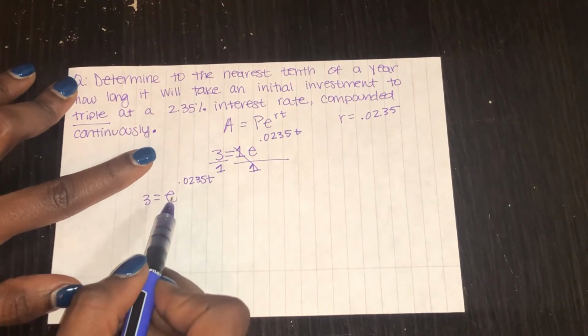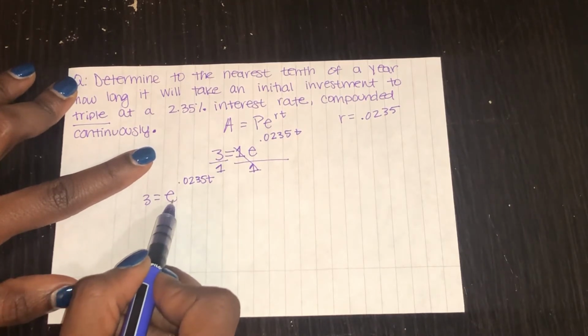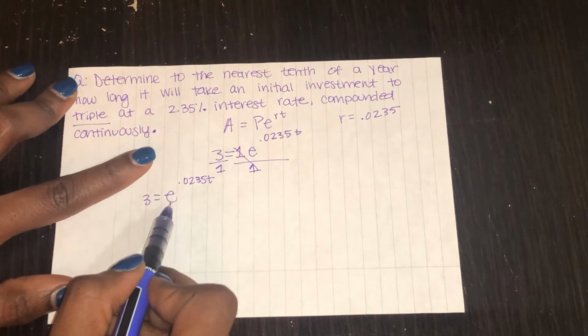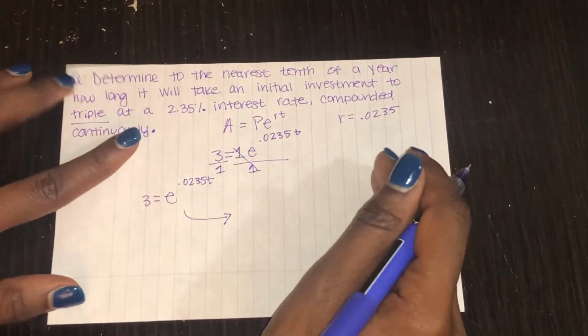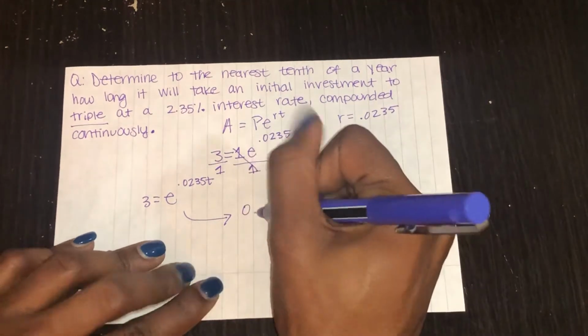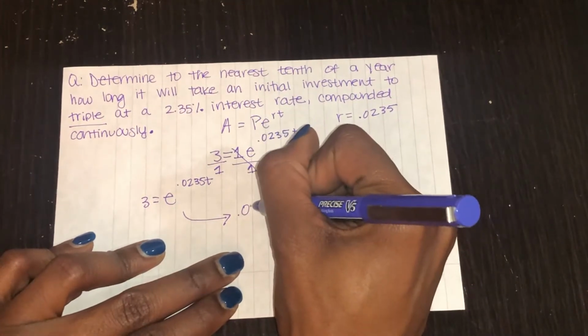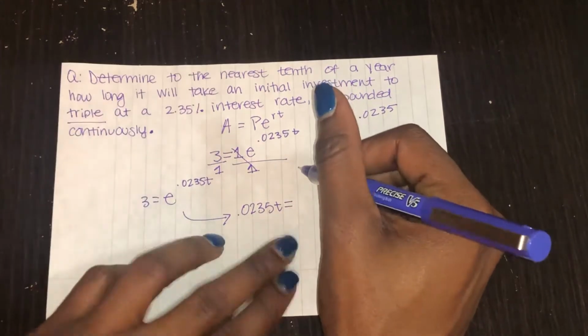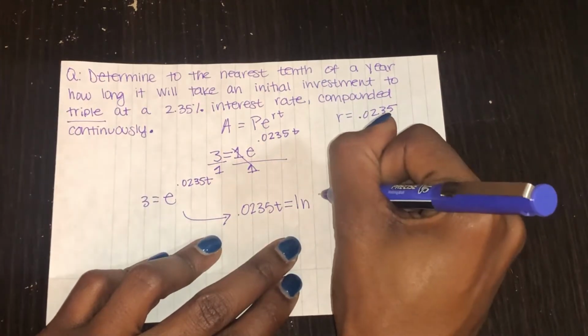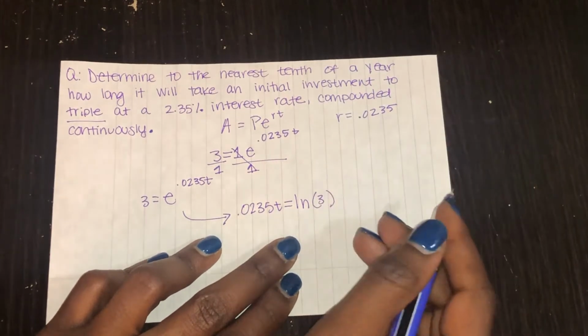All right, and so from here we have what we need in order to change this into a logarithm, and I'm going to use ln because here my base is e. So you always use ln when you have a base of e. So this becomes 0.0235 t equals ln of 3, and I'm going to put the 3 once I translate it.